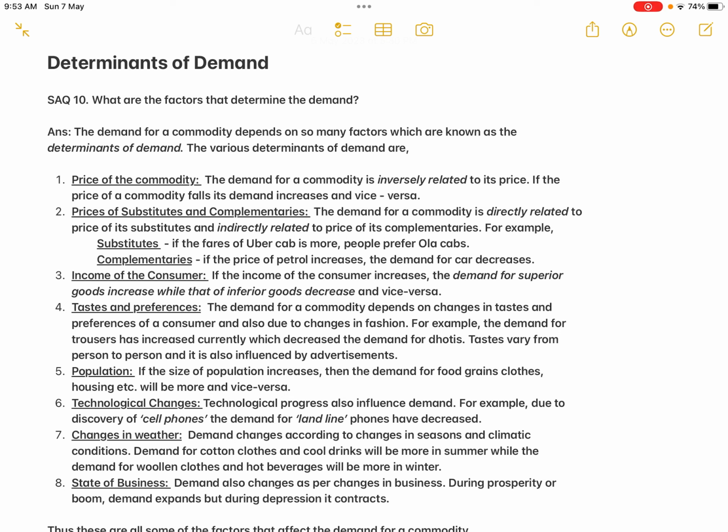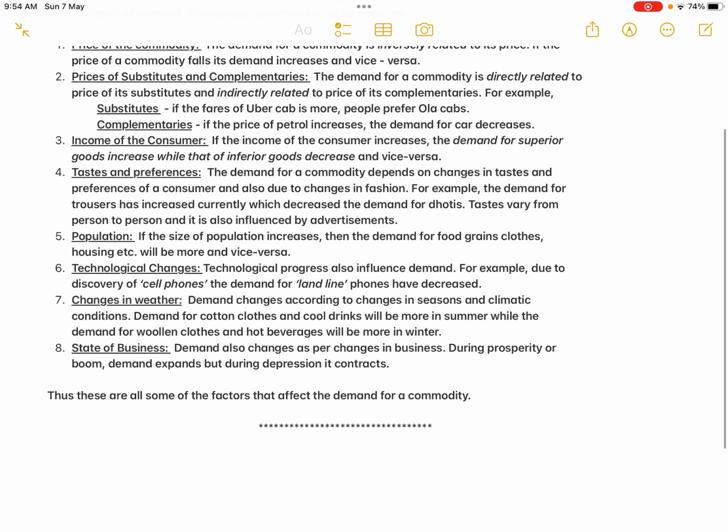Fourth one, taste and preferences. The demand for a commodity depends on changes in taste and preferences of a consumer, and also due to changes in fashion. For example, the demand for trousers has increased currently, which decreased the demand for dhotis. Dhotis are traditional wear. Nobody prefers to wear dhotis now, isn't it? Tastes vary from person to person, and it is also influenced by advertisements. Fifth one, population. If the size of population increases, then the demand for good food grains, clothes, housing, etc. will be more, and vice versa.